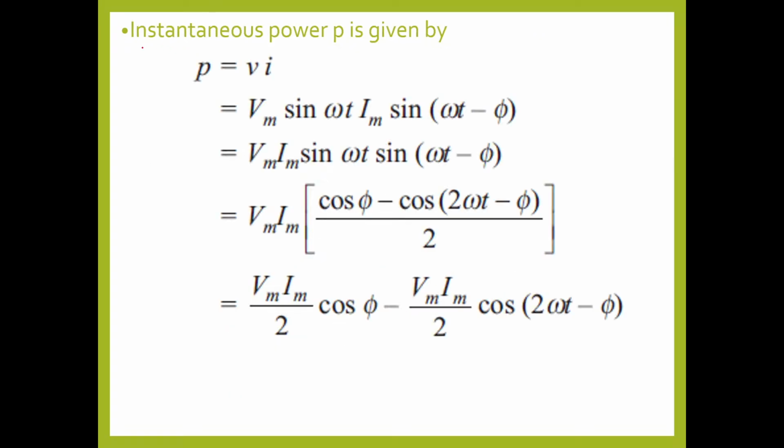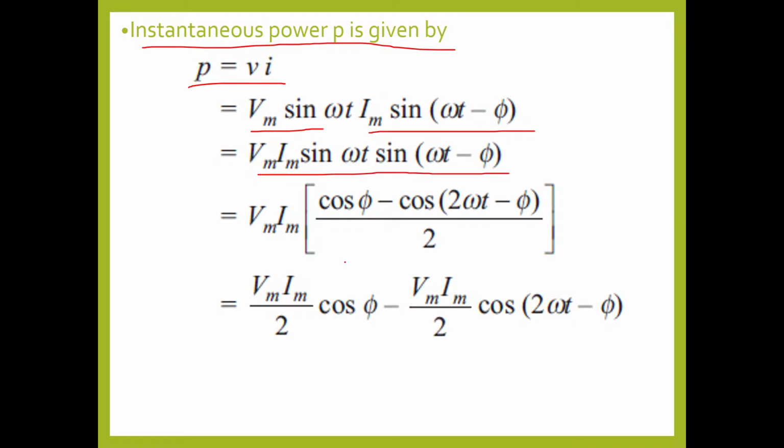Now, if you want, you can even write the instantaneous power for this RL circuit. So P is equal to V into I. What is V? Vm sin omega t. What is I? Im sin(omega t minus phi). So you just simplify it. If you simplify, you will get the instantaneous power P equal to Vm Im by 2 cos phi minus Vm Im by 2 cos(2 omega t minus phi).